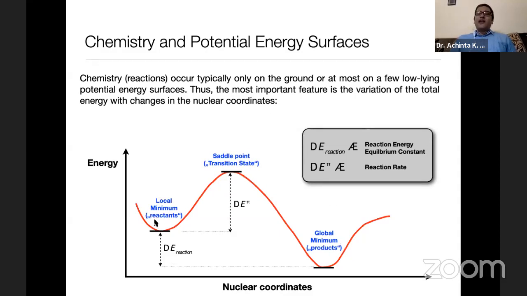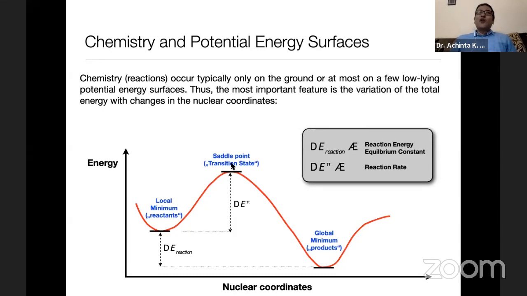If you take a chemist's point of view, a local minimum can be the reactant, which then goes to the saddle point, the transition state, and then goes to the product. So you can calculate reaction energies and equilibrium constants by calculating these differences, and you get to reaction rates. You can calculate thermodynamics, enthalpy of formation, all by doing this.